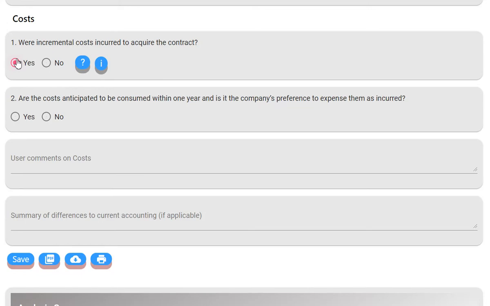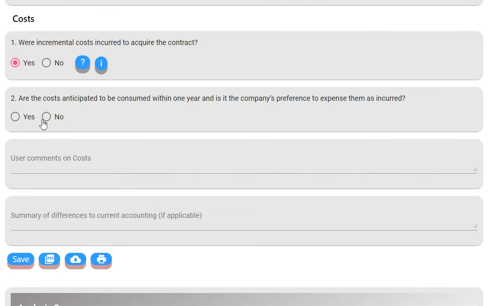The next question you're being asked is, are the costs anticipated to be consumed within 1 year, and is it the company's preference to expense as incurred? The standards provide a practical expedient that says if the costs, had they been capitalized, would have been fully amortized within a year, then you can make a practical expedient election to expense them as incurred rather than capitalize them. One thing I'll note here is that the amortization period, when determining if this 1 year exemption is applicable, has to consider renewal provisions. So the amortization period might be longer than the stated contract term. You need to give consideration to that when determining whether the practical expedient is available.